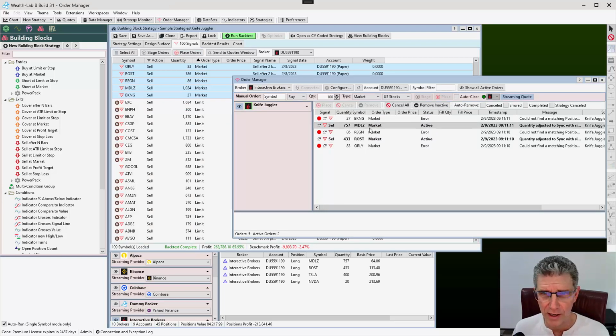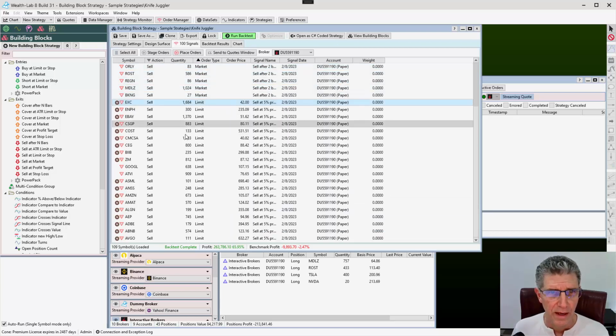Oh, okay, so we actually do have a couple orders that do match. So the other three are just errored out because there wasn't a matching position. But you can see that these other ones synced to what was in the account, and they went active. Okay, but the market opens in about 19 minutes, so we'll just cancel that for now.